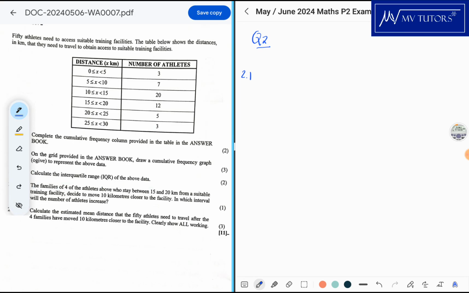So yes, initially we have 3, and then if we add 7, that's 10. If we add 20, that would be 30. If we add 12, that's 42. If we add 5, that's 47. And at the end, you must have 50. If you have anything other than 50, then you have done something wrong. I'm just going to write these values here, because the moment I switch off, it will disappear.